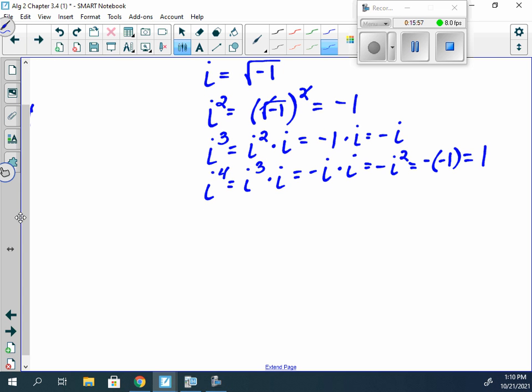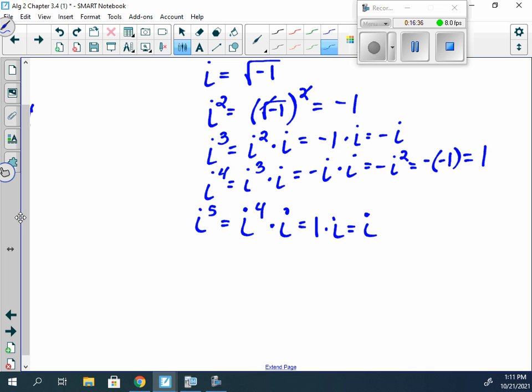Well, let's look at another one. Let's look at i to the 5th. This is going to be simpler than what you think. So we have i to the 5th would be the same as i to the 4th times i. Well, what is i to the 4th? 1. So we're saying this is 1 times i, so i to the 5th is the same as just i. Those are the same thing, aren't they?